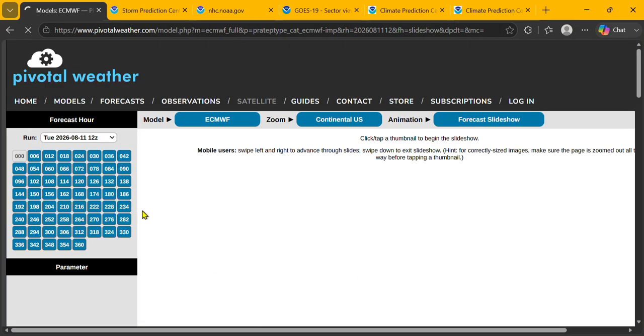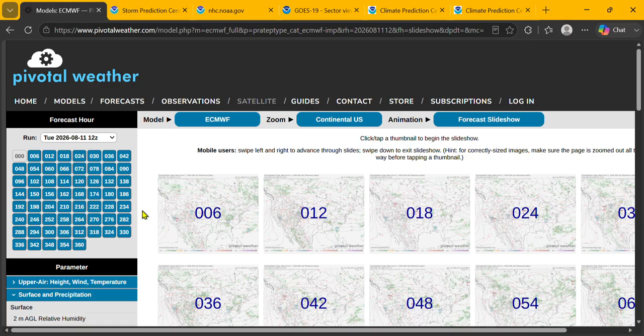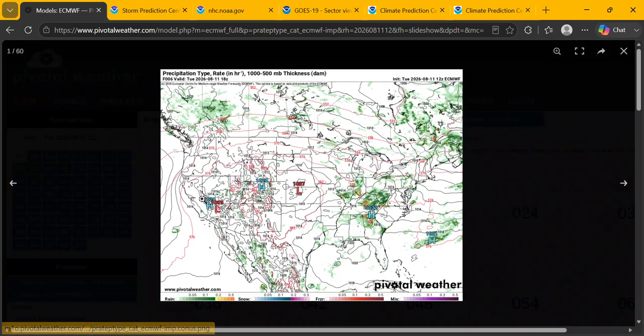We'll see the precipitation type and rate. So first we're going to look at the precipitation, then we'll look at temperature, then we'll look at the Storm Prediction Center, and then we've got some interesting hurricane stuff to get into. And then finally we will look at the Climate Prediction Center, and then that will conclude our video. So let's get straight into today's video.